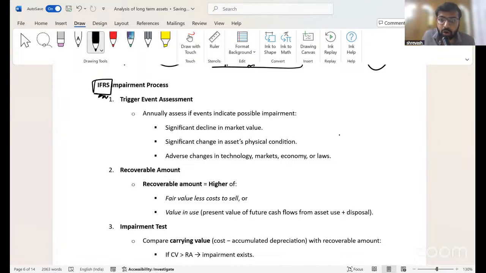First, understand always there is a trigger event. There is always what? Trigger event. ट्रिगर इवेंट मतलब impairment हुआ या नहीं हुआ, yes या no. Second is, if impairment हुआ है तो कितना.